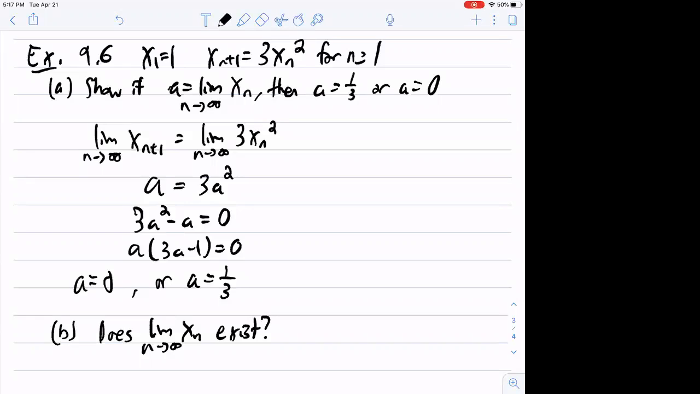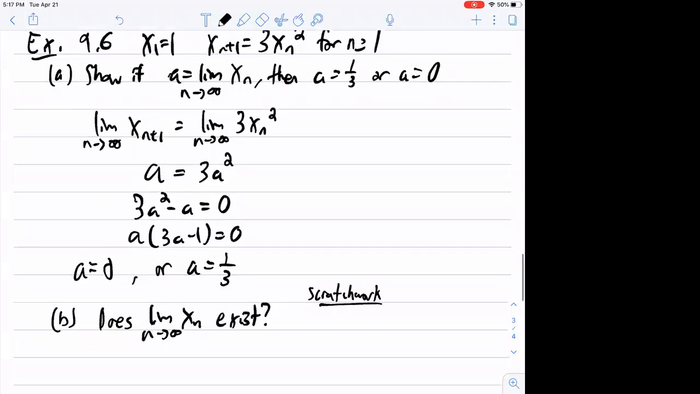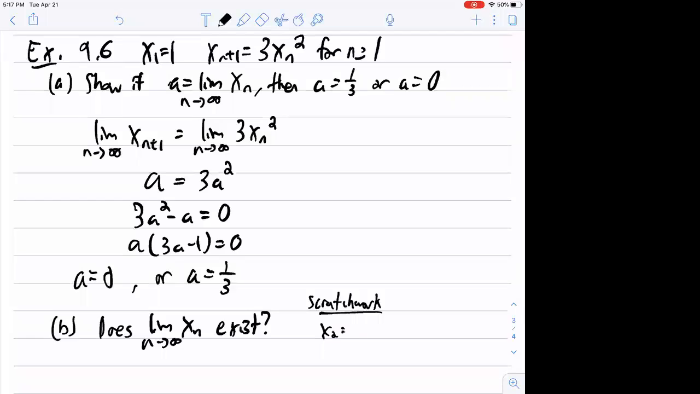So basically the question is, can this limit be 0 or 1/3? So why don't we, if you're unsure, plug some numbers in, yeah? Scratch work if you're unsure. What are you gonna notice? If I plug in, what is x2? x2 is 3 x1 squared, that's 3, equal to 3 x2 squared, that's 3 times 3 squared, that's 27.